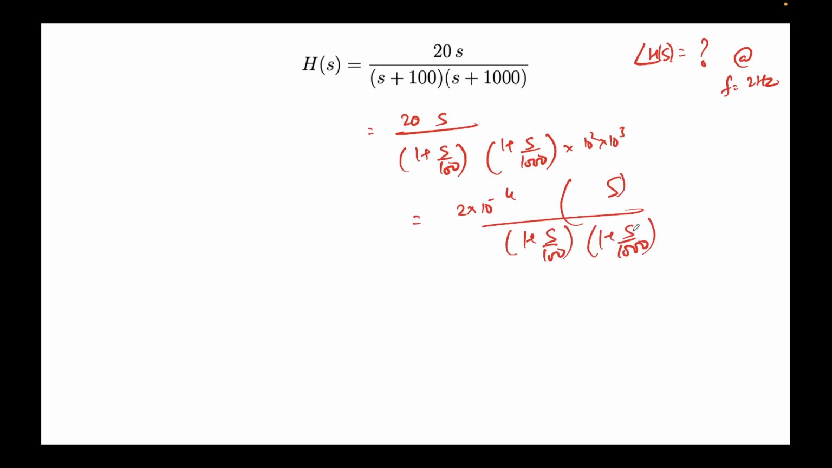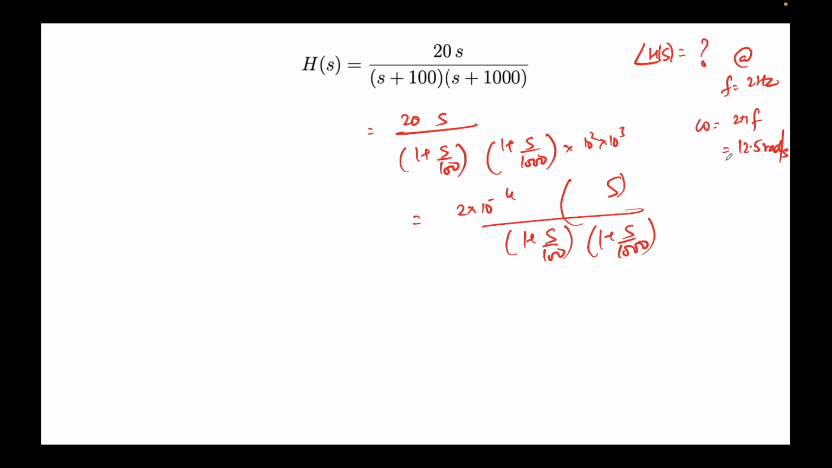Remember, this is in j omega terms, and the frequency is given in f terms. So first I'll find its corresponding frequency, that is 2 pi f. This will be 2 into pi, that's 3.628 times 2, so let's approximate it as 12.5 radians per second. So omega is 12.5 radians per second.